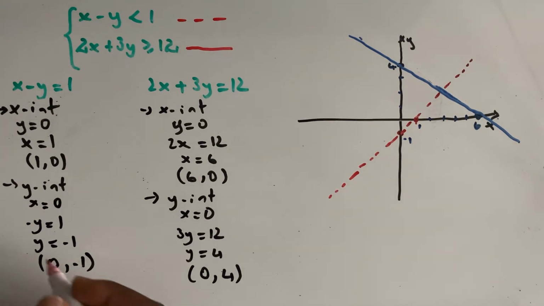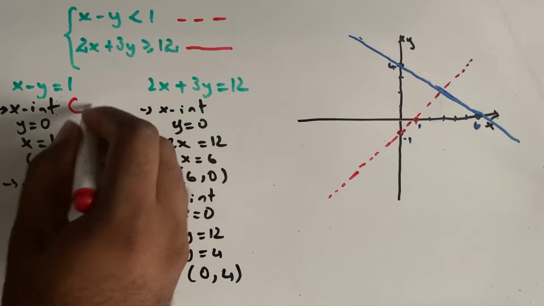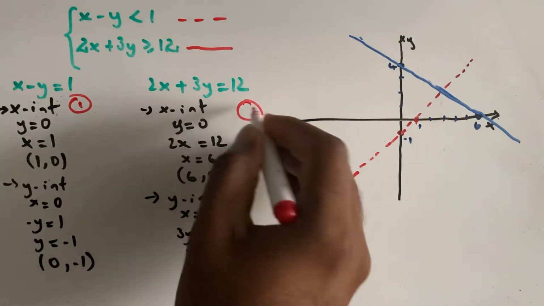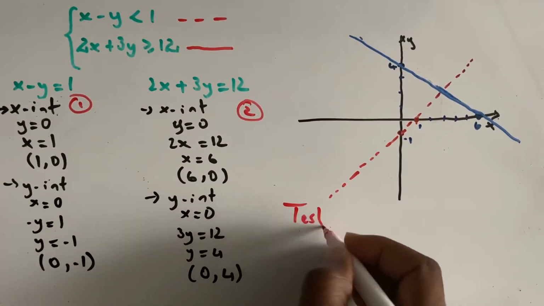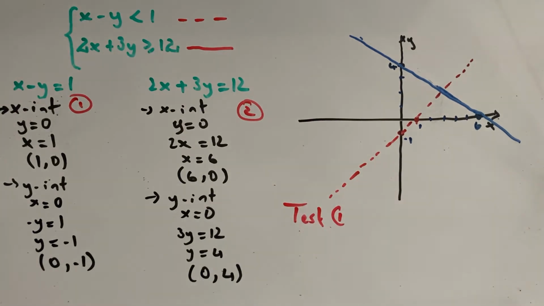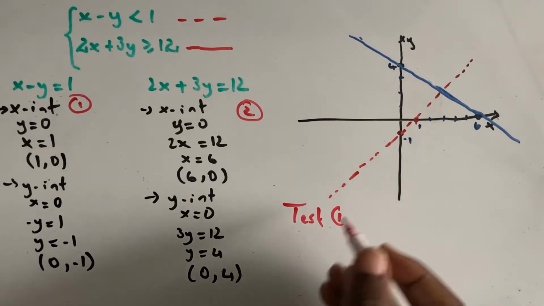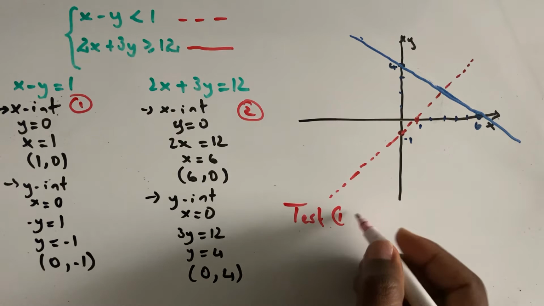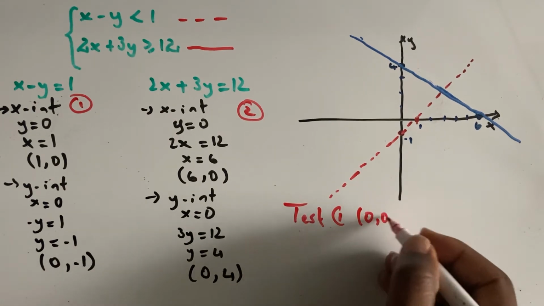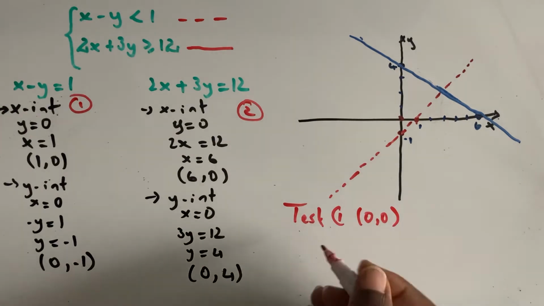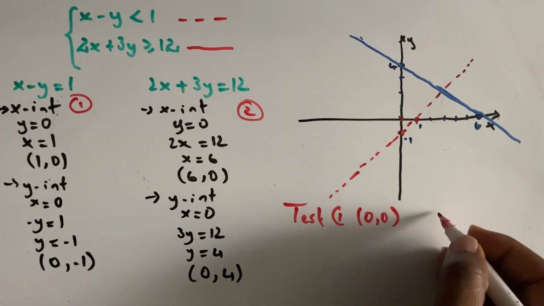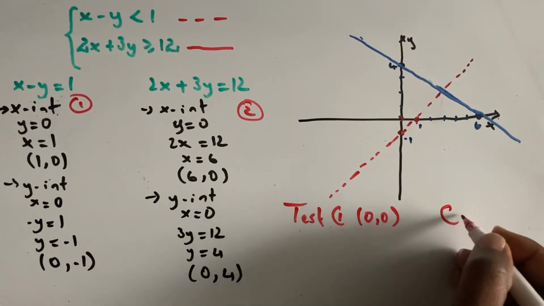So for the first one here, let's call this number 1. Let's call this 2. So if I test for 1 here, let's say I'm testing the point 0, or the pair 0, right here, the origin, because it's not on the line. So when I test that, I'm also going to test 0 for 2 as well.